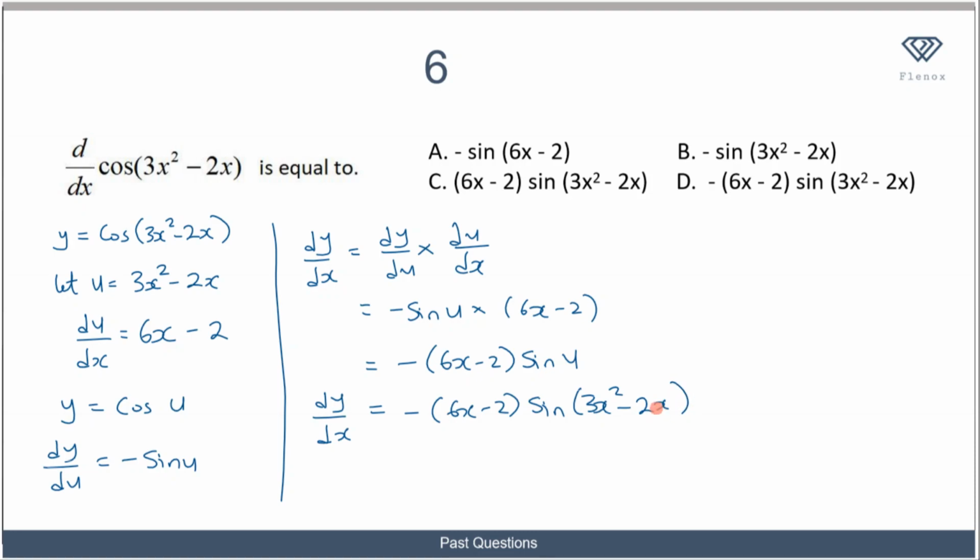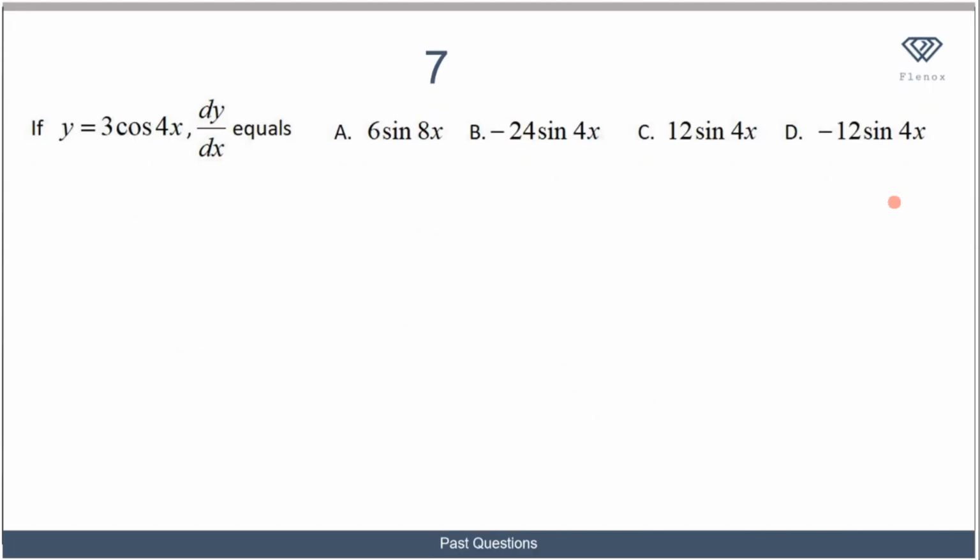So what option corresponds to this? If you look carefully, that corresponds to option D. So the correct answer to this question is option D. And to recap, we just apply the chain rule to solve this question. Now let's move on to the next.